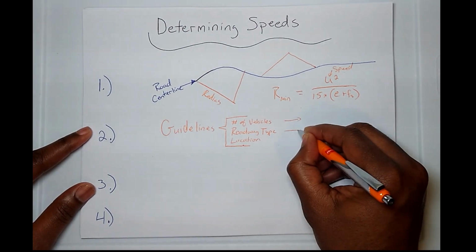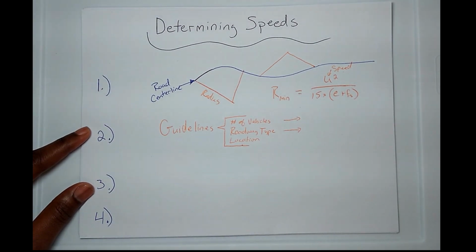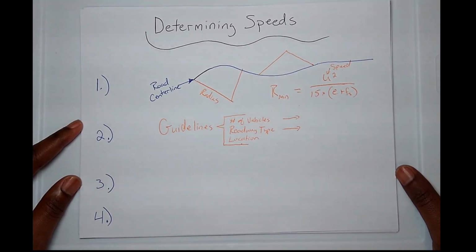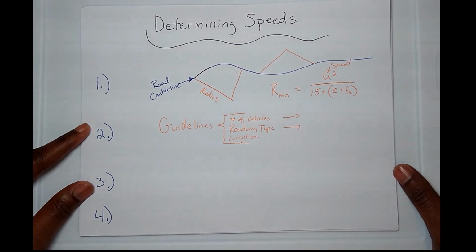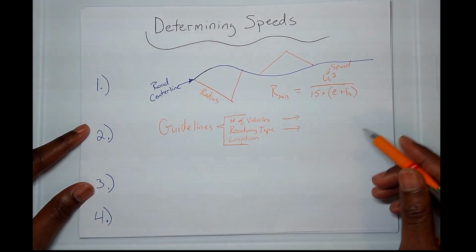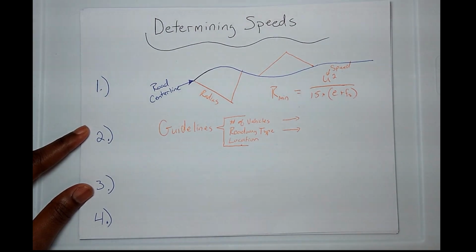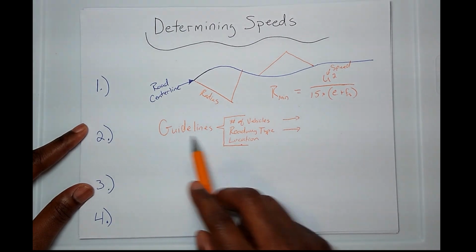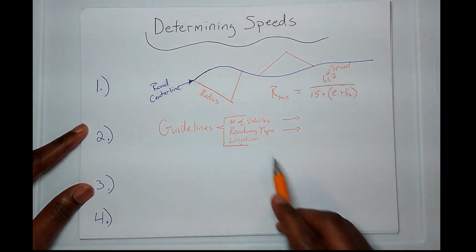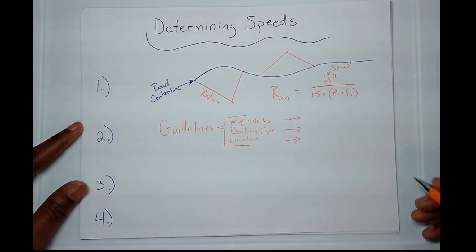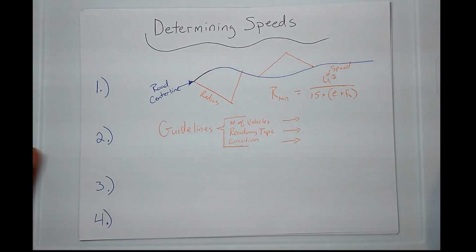Or the roadway type. If it's a high functioning type of roadway, say a freeway or a highway, a multi-lane highway, then it may automatically get assigned a certain speed based on the classification of that type of roadway. And then the last thing to think about in terms of assigning speed by guideline is the location. Certain areas have a certain type of speed just based on their location.